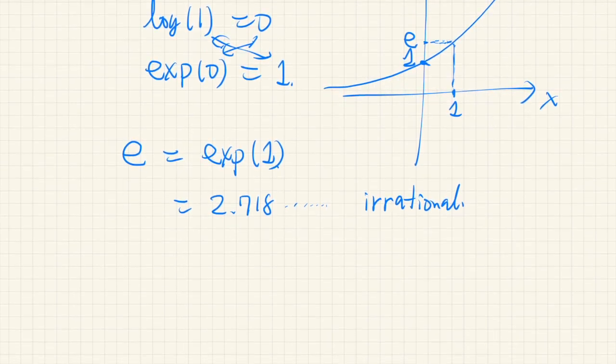From now on, we prove that exp of x is actually equal to e to the power of x. But what we mean by this requires some explanation. All right, so let's prove this property first. Exponential of a sum is the product of exponentials.